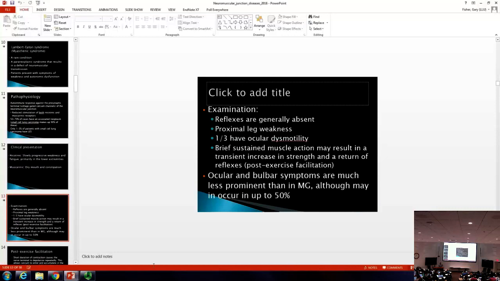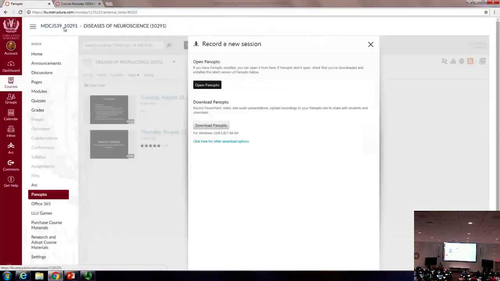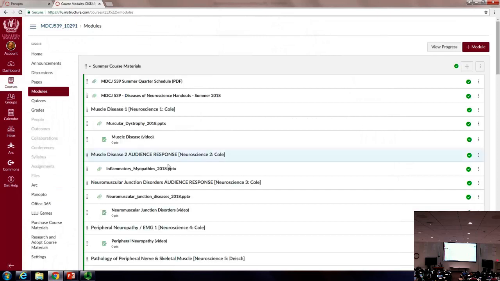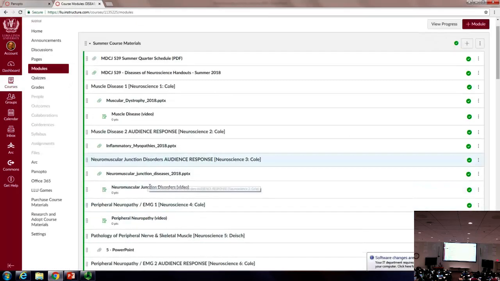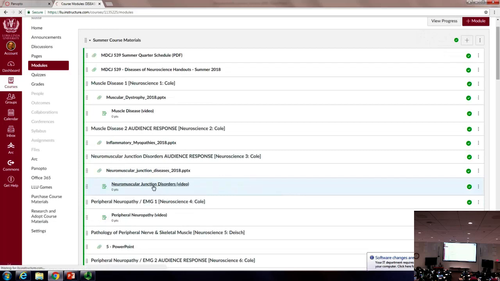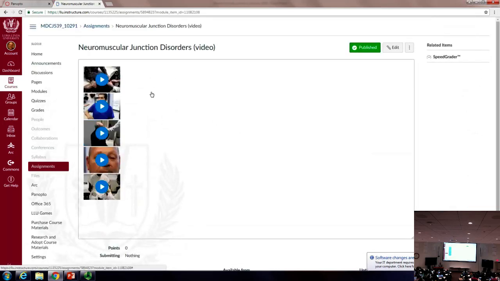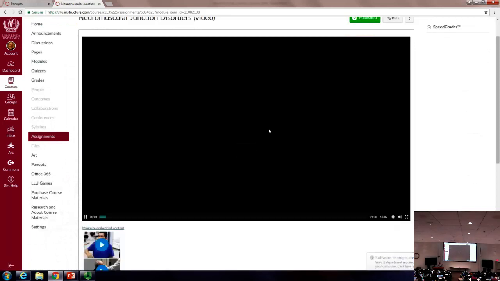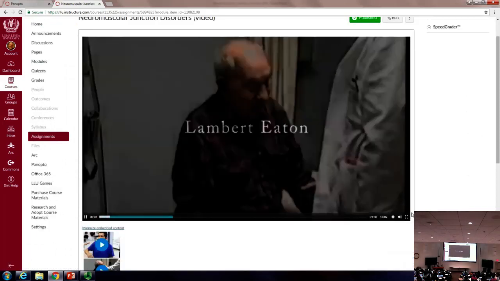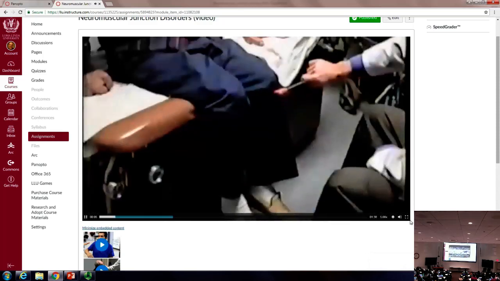Let me just show you, this was a patient, and I only have a video of this from 20 years ago, so you'll see what I look like with hair here. I just haven't been able to record a good one since. But this is a patient with Lambert-Eaton syndrome that I saw a long time ago.